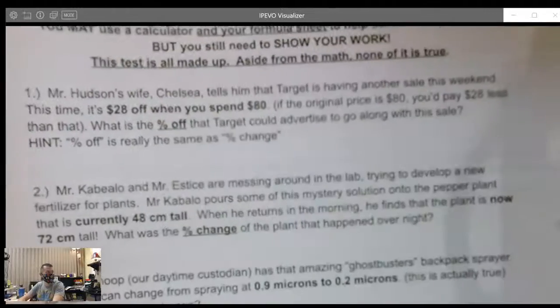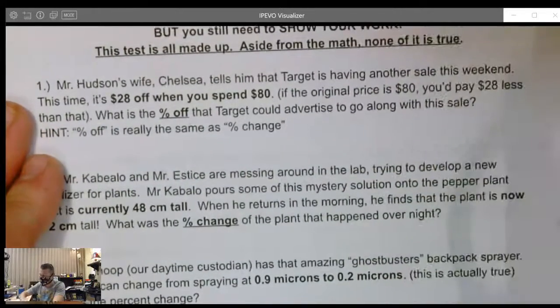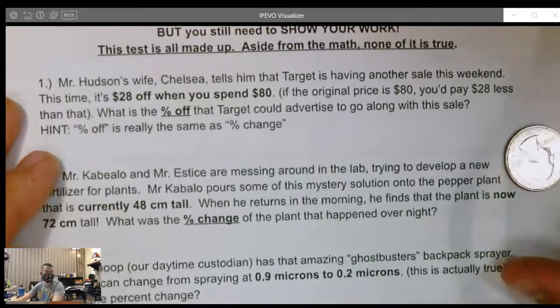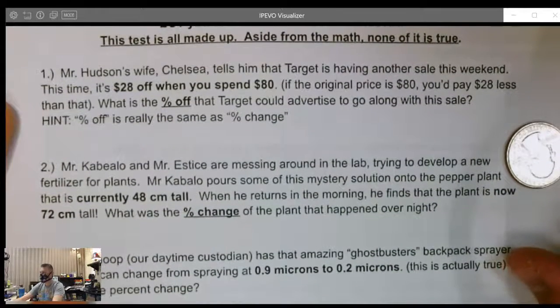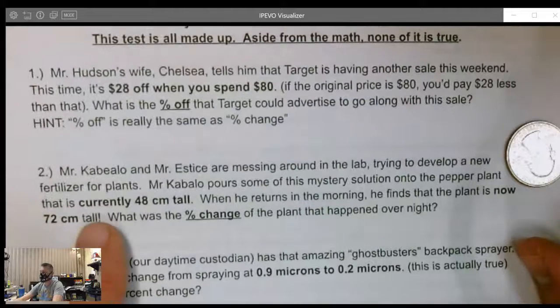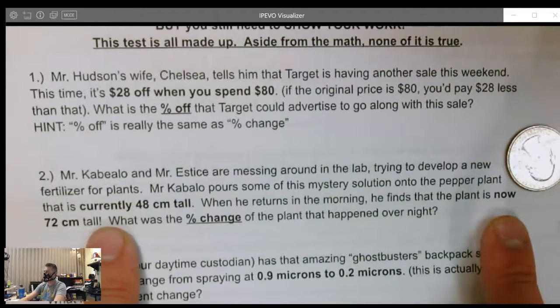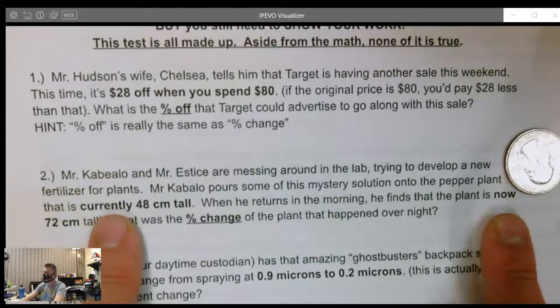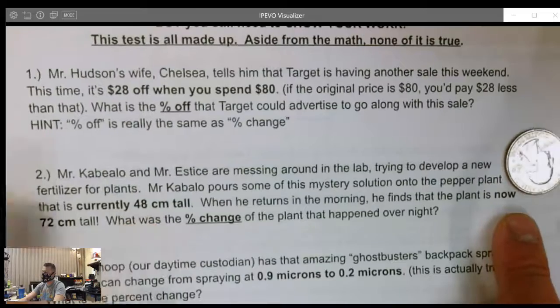So in number 2, Cabilo and Estes are messing around in the lab. Go figure. And they have invented this new fertilizer, and they dump it on their plant. When they leave, now I will apologize. I use the word currently and I use the word now, and I really shouldn't use both of those with different numbers. So currently was like the night before, right? The now is the new height.